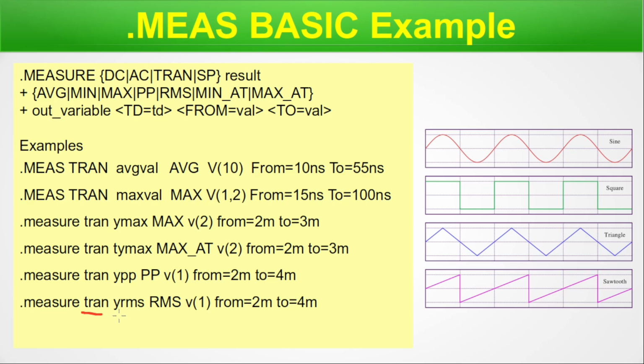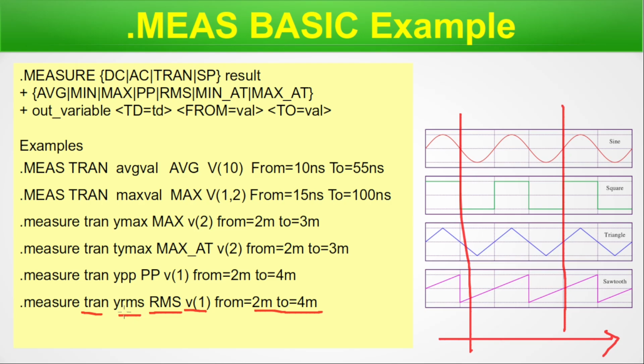Next, we have the RMS value, YRMS. So RMS values you will get of say any voltage V1 from 2 to 4 milliseconds. So this is 2 millisecond and this is 4 millisecond on the time axis, and there you want to get the RMS. Here say this is V1. And if you change V1 to 2, 3, this is V2, this is V3, this is V4. This way if you change, you will get all the RMS values of all these kinds of waveforms.